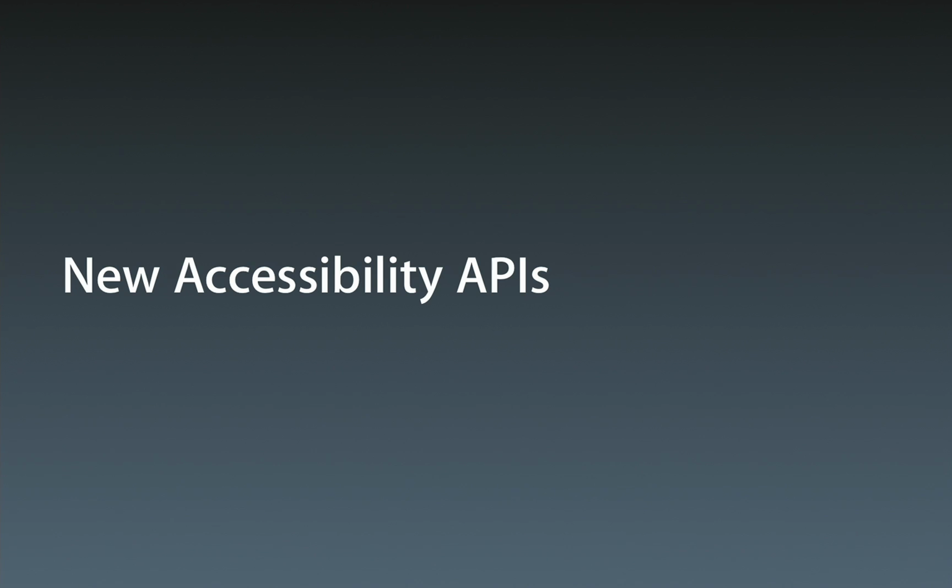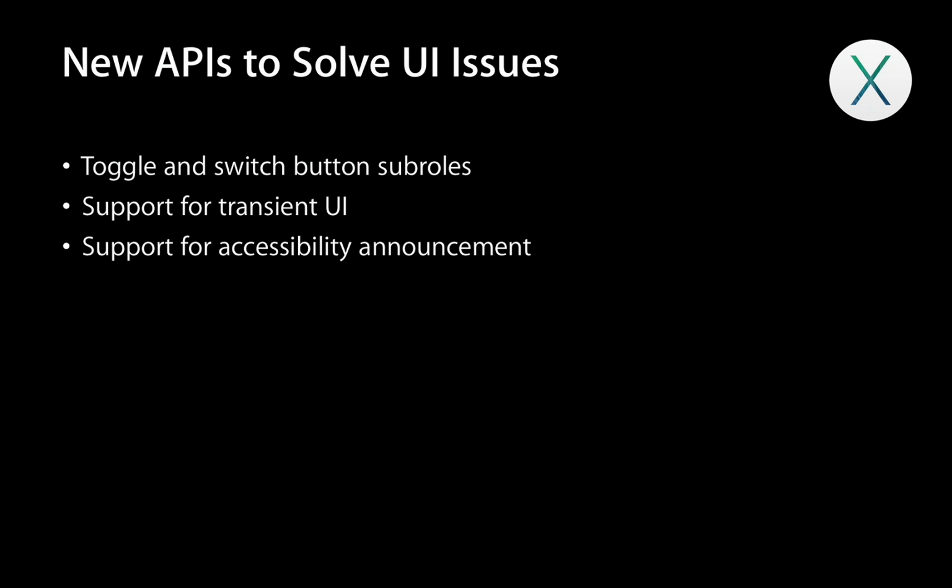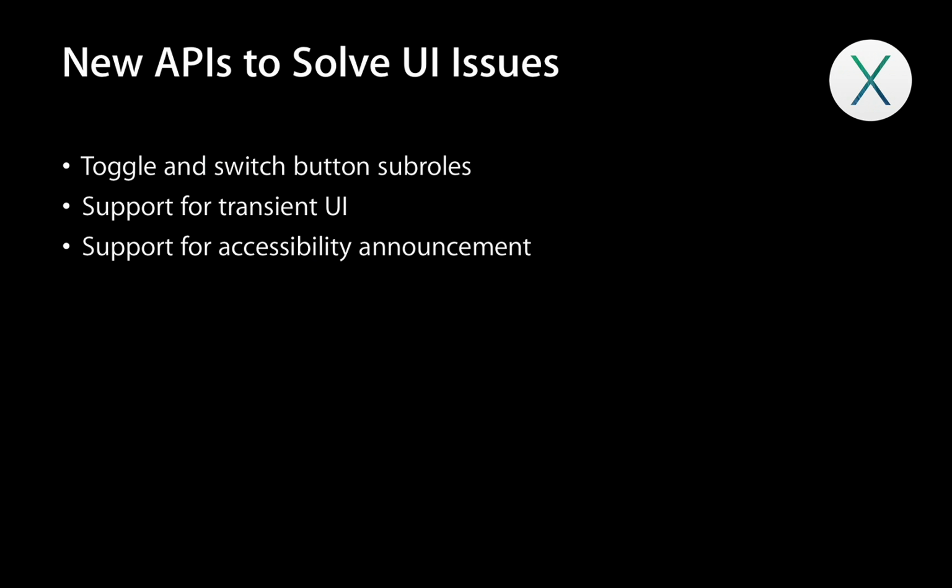Now I'm going to tell you about all the exciting new APIs we have coming up in OS X Mavericks. We came across a few UI challenges that we were trying to solve, so in OS X 10.9, we introduced some new APIs to solve those UI problems. I'm going to talk about some of the new subroles we've introduced, a new set of APIs to support transient UIs, and also notification support for accessibility announcements.